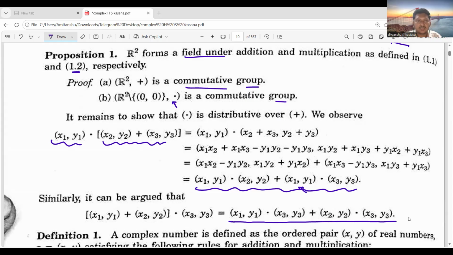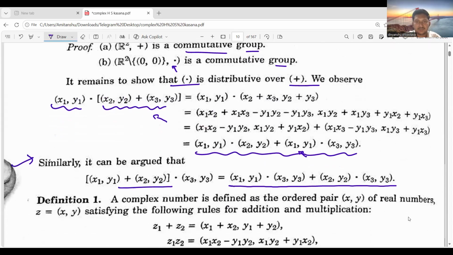So when you take your common, then you get the same things. Now these are commutative, but it distributes over. It shows that multiplication distributes over addition. Now similarly, you can argue with this type of thing.